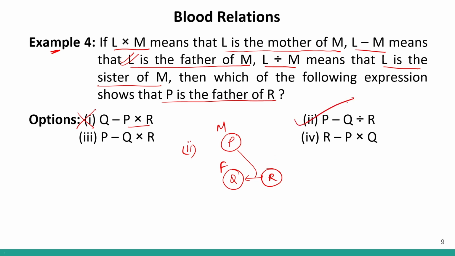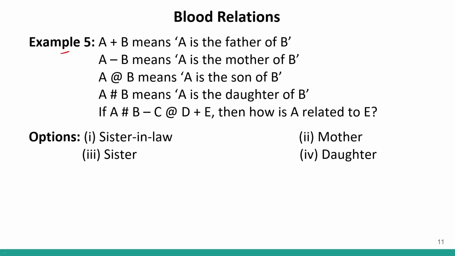So in option number 2, we can say this is correct. In option number 2, we can find out that this relationship is expressed: P is the father of R. This will be the answer. Option number 2. Example number 5, again a coded blood relationship.